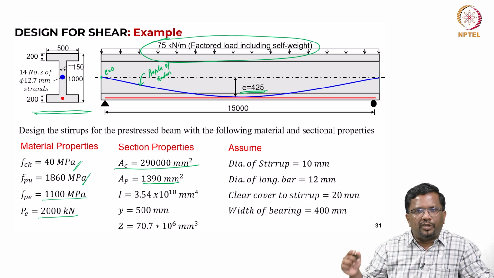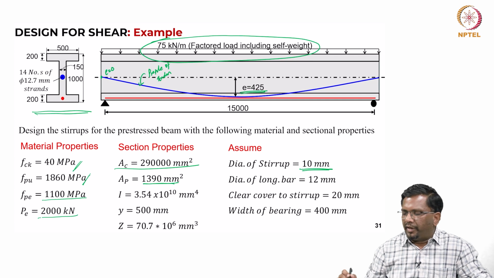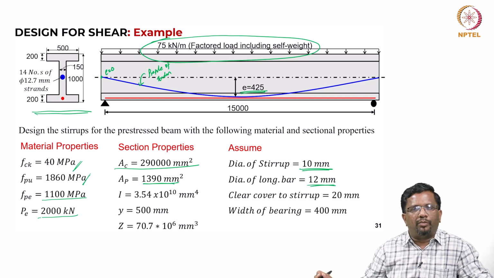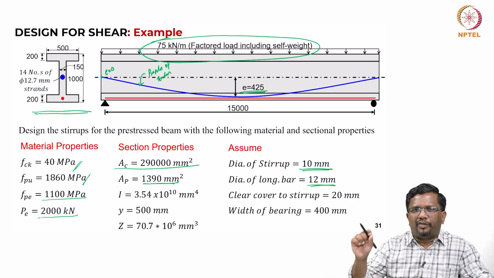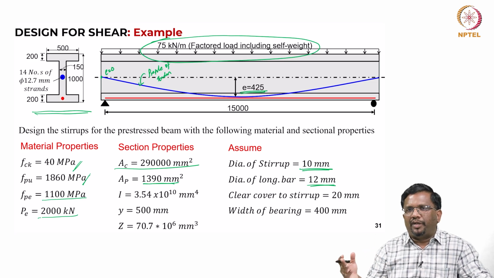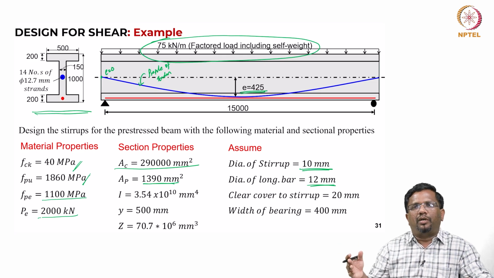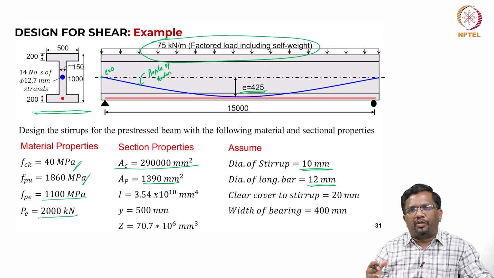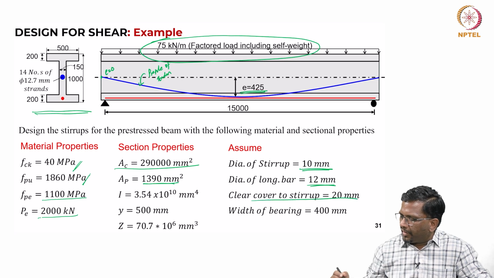I am going to assume that I use only 10 mm rebar as a stirrup, and the longitudinal bar I am taking to be 12 mm because it is a pre-stress section. Typically you try to keep the non-pre-stress steel at low diameter, with a very minimum, from a detailing point of view. Most of the time you may not need any additional longitudinal rebar, but you put some nominal non-pre-stressed longitudinal rebar from the minimum reinforcement point of view from code provisions. Now, clear cover to the stirrup we are taking as 20 millimeter.